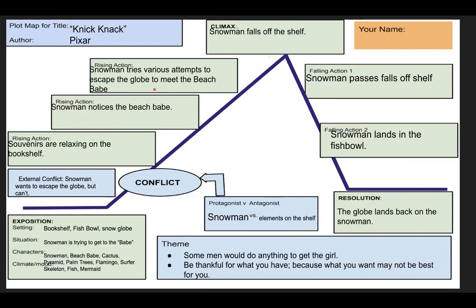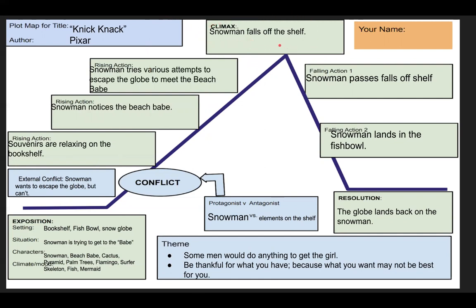He tries to take his poor little carrot nose and a hammer and break the glass. He tries to jackhammer his way out. He tries to use some dynamite to blow up the snow globe, and none of it is successful. In fact, it gets him into a predicament where he falls off the shelf.